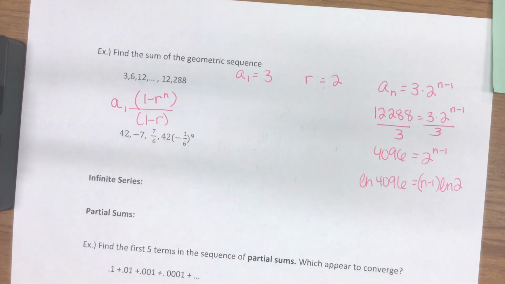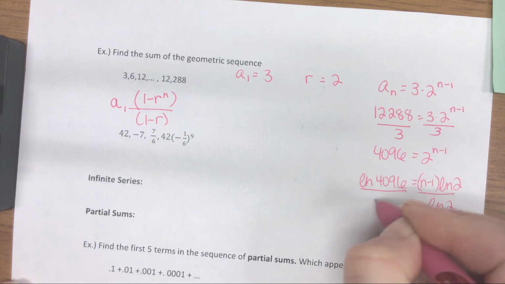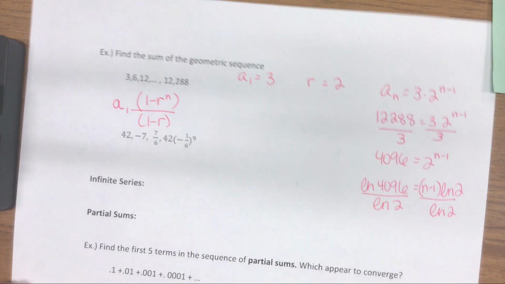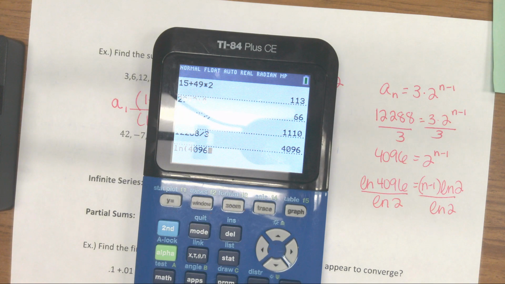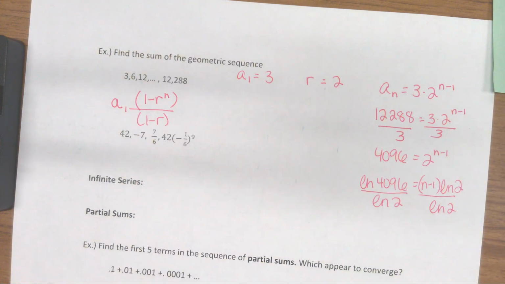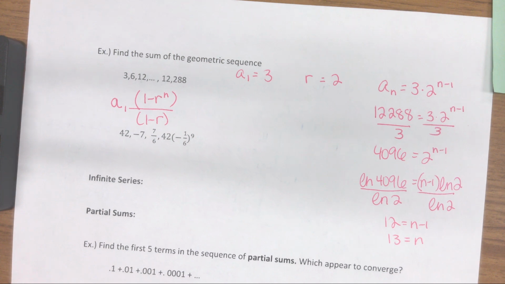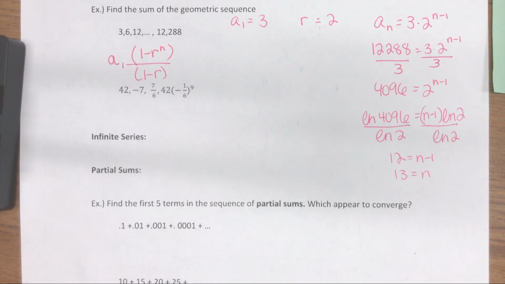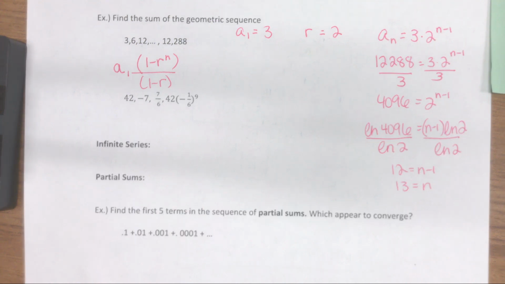And so then let's divide both sides by natural log of 2 and see what we're dealing with here. So n minus 1 is 12. That means n is 13. Oh, it's so fun.